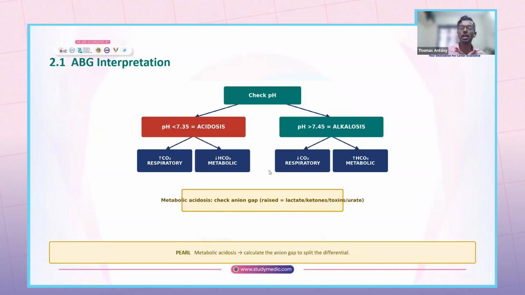So how do you interpret the ABG? If you get an ABG, first you have to check the pH, whether this is acidosis or alkalosis. If it is an acidosis, then there are two possibilities. It could be raised PCO2 or it could be less bicarbonate. So if it is raised CO2, it is more in favor of respiratory. In case of alkalosis, it could be because of lesser carbon dioxide in respiratory or increased bicarbonate in metabolic.